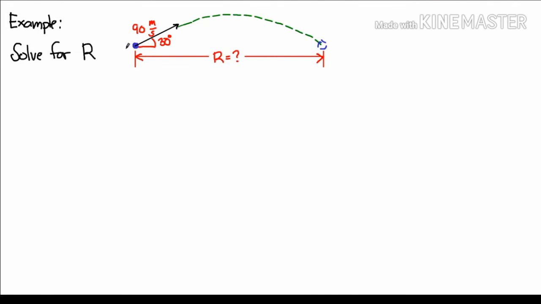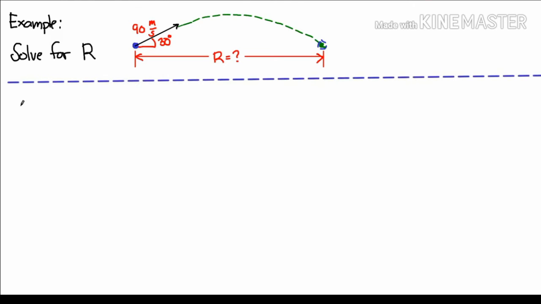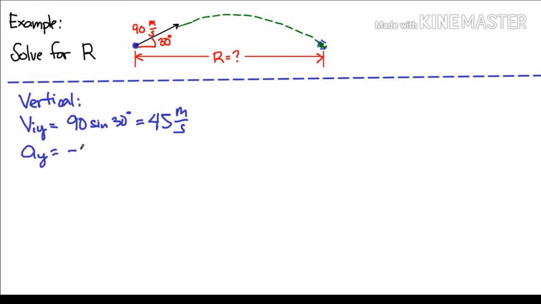I have here an object initially at 90 meters per second, then it is thrown and it lands on the same level. We are being asked how far the object traveled. First, let's have the vertical motion. The initial velocity of the object vertically is 90 sine 30 degrees. This is equal to 45 meters per second. The acceleration, of course, is negative 9.8 meters per second squared.